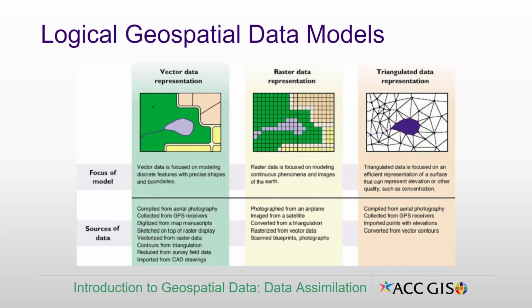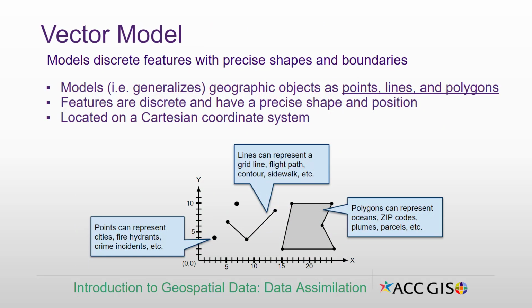In a previous discussion, I introduced the vector, raster, and triangulated logical geospatial data models. Now I want to explore each of them more closely. The vector model allows us to model discrete features with precise shapes and boundaries. So we model geographic objects, for example, as points, lines, and polygons.